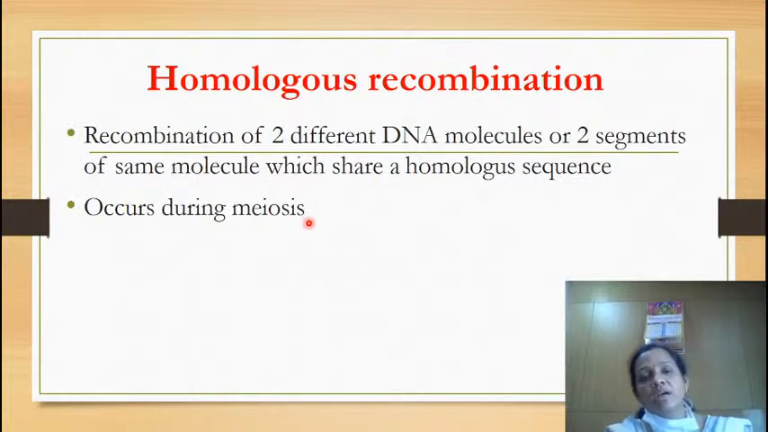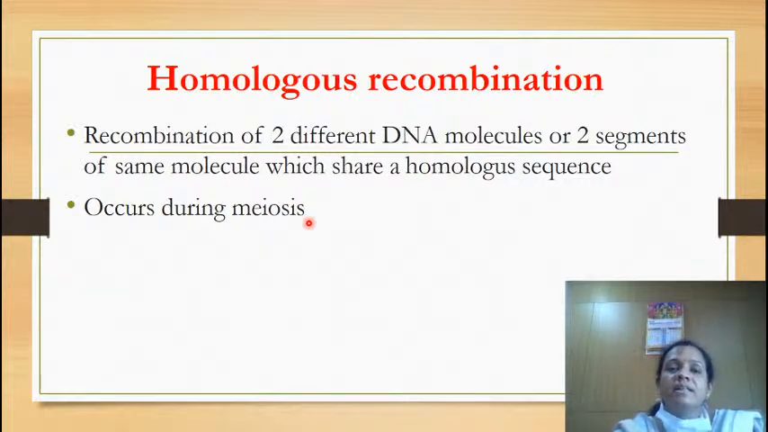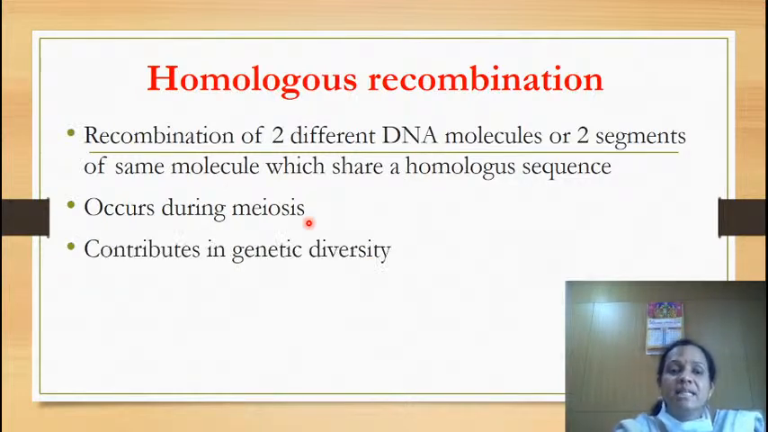It occurs during meiosis. So this is the one that helps in maintaining the genetic diversity. Genetic diversity, because the siblings are different from one another. Though the genome that they get from the parents is the same, the variation in the siblings is because of genetic diversity.